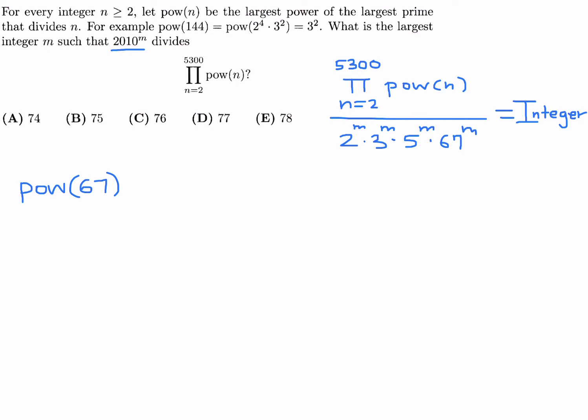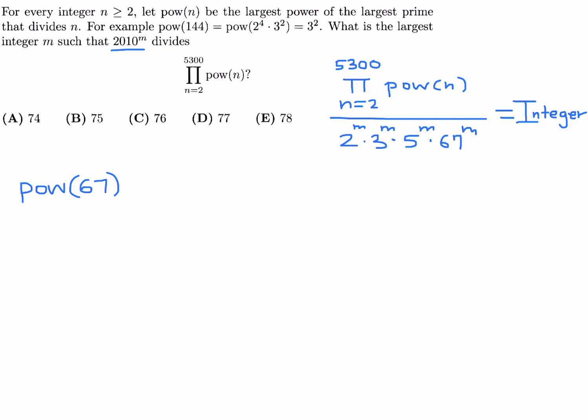If n was 67, then it would become 67, right? Because we're basically going by that definition right there. You take any number, you break it up into its prime factors, and then you extract from it the largest one. So in 67, that's just 1 times 67. The largest prime factor obviously is 67. So pow of 67 becomes just 67.